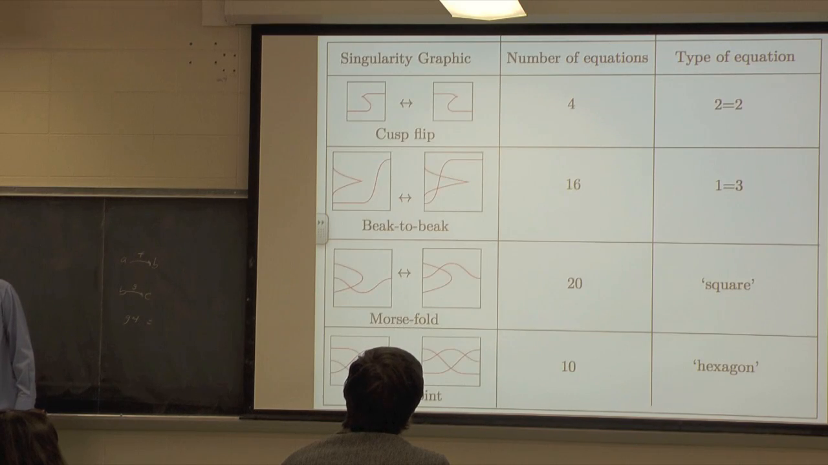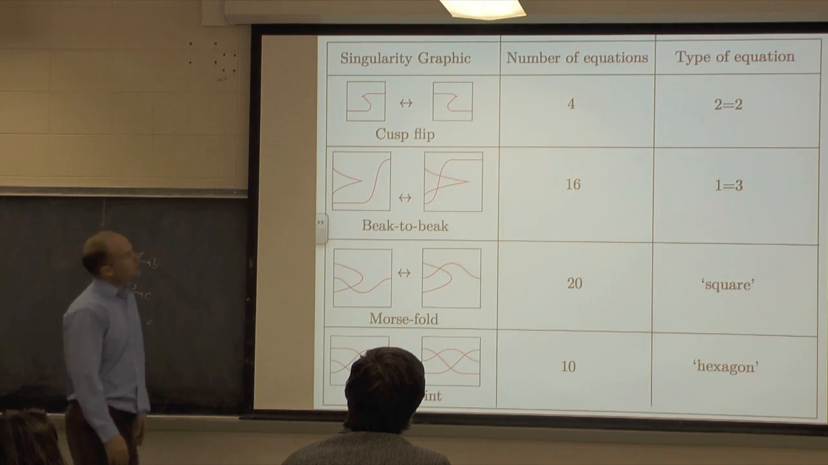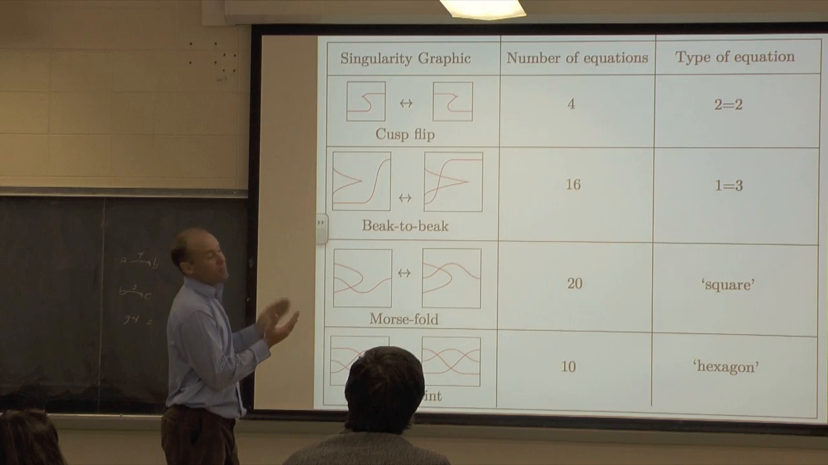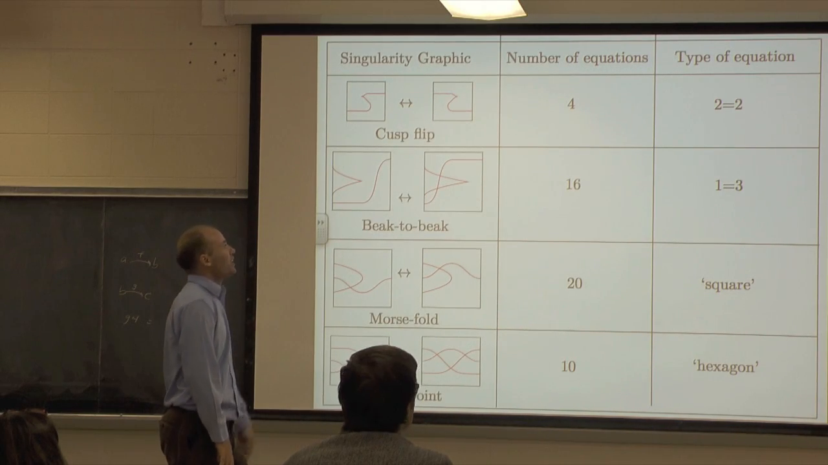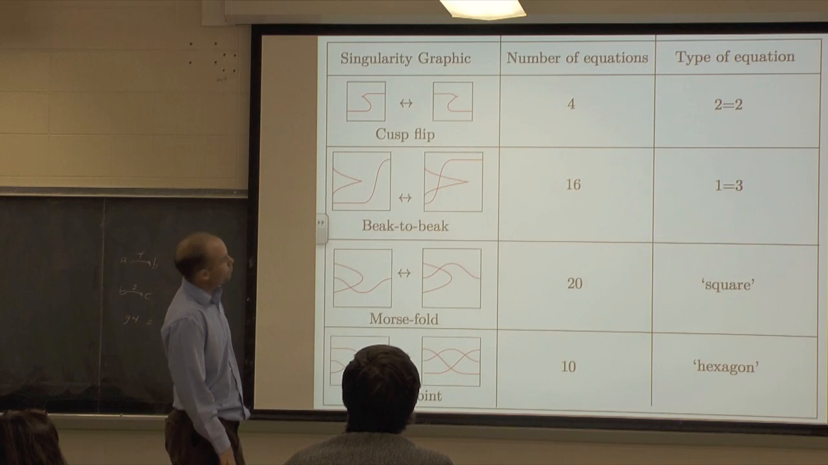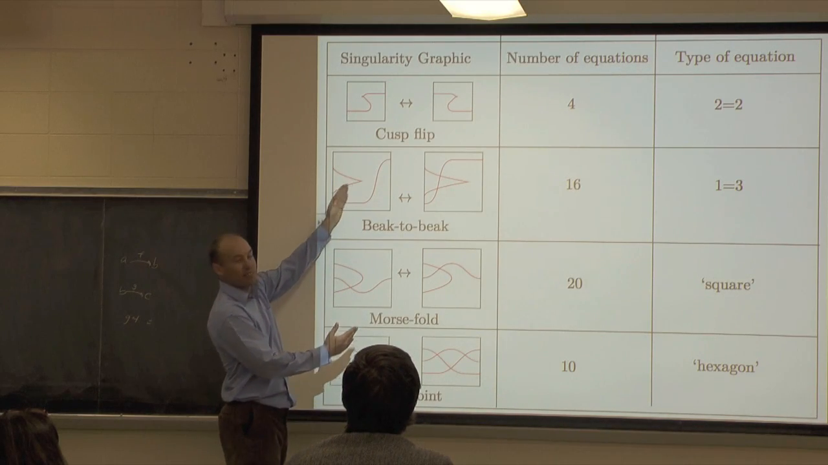Those aren't all the singularities that can occur. There are other more important ones, like cusp flip. It's going to use another singularity in 3 dimensions. This gives you 4 equations. Another one called beak to beak.